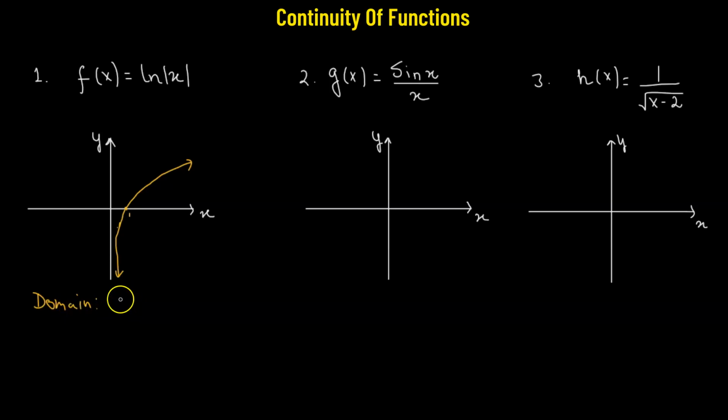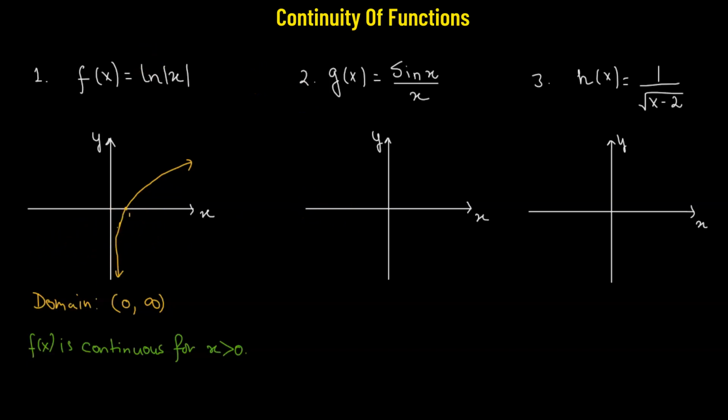The domain of a logarithmic function is given by 0 to infinity, because the function is not defined for x equals 0, it's only defined for values of x greater than 0. So since our function has the domain on the interval 0 to infinity, we'll say that f of x is continuous for x greater than 0. For all values of x greater than 0, the logarithmic function is going to be continuous, and for values of x less than 0, it's going to be discontinuous.